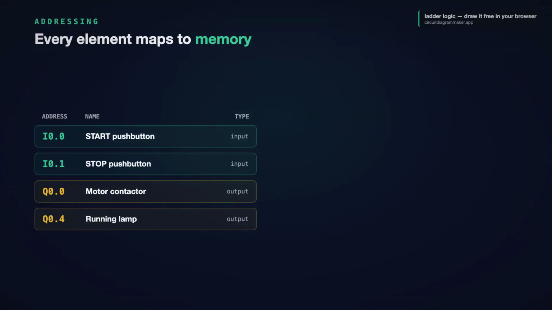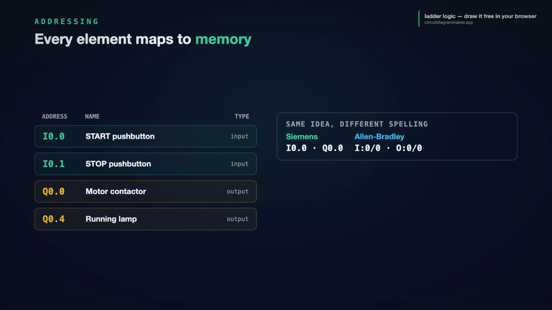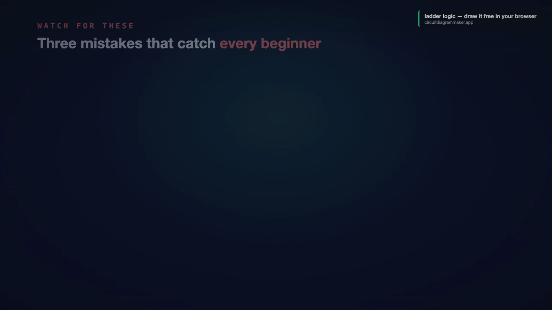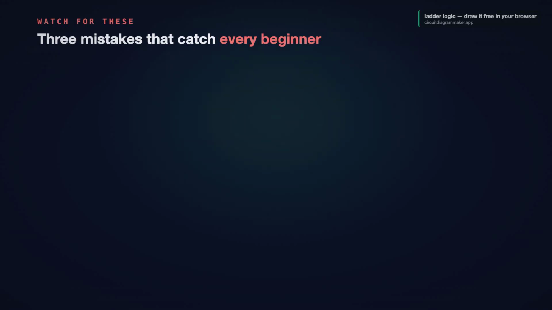Different brands write it differently. Siemens says I and Q. Allen Bradley writes I:0 and O:0. The idea never changes. Timers, counters, and internal memory bits get their own addresses too. But I, Q, and a good name cover 90% of your first diagrams. Label every element with its address and a name. 6 months from now, Q0.0, motor contactor, will save your afternoon.